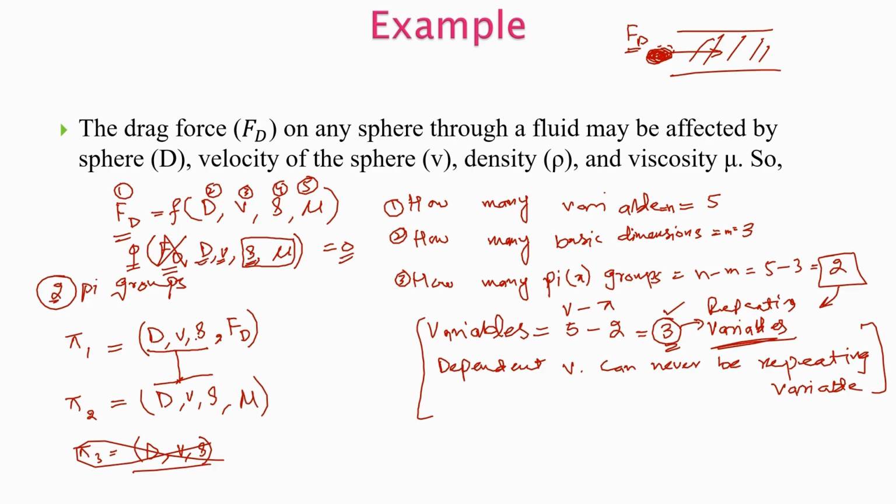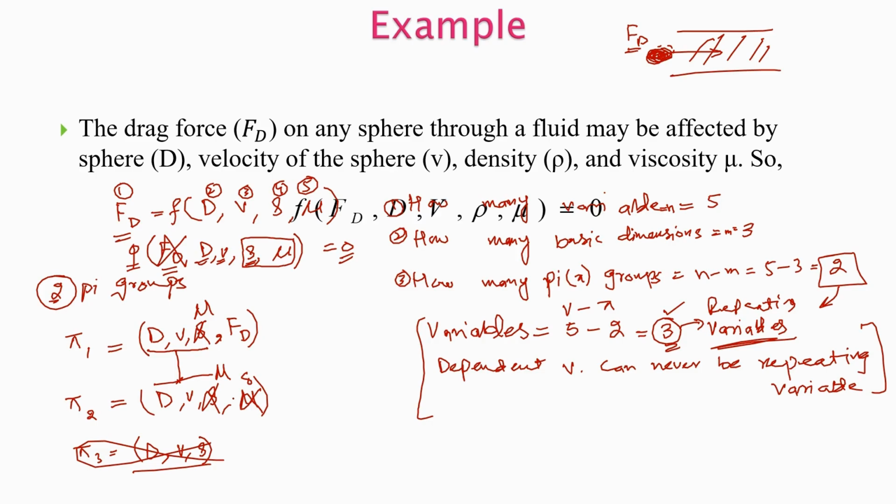So let us say you say that I want to include this mu, dynamic viscosity, as the repeating variable, so you have to erase this rho. In this case, you will replace this one with mu, and here it will be replaced by density. You can go in this way. This depends upon what you want to do in the case.